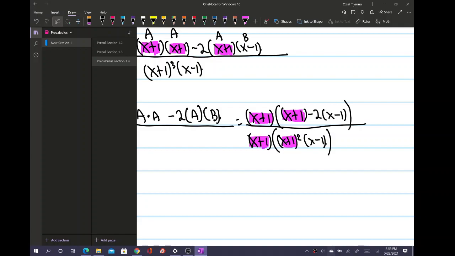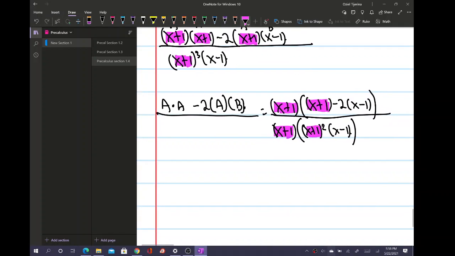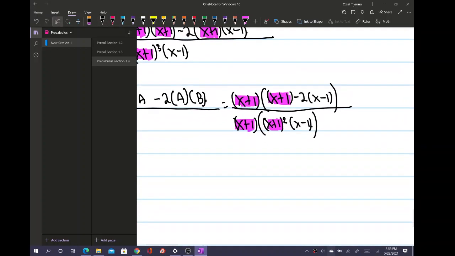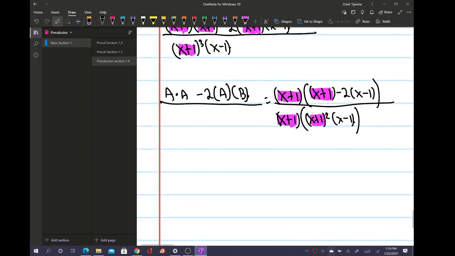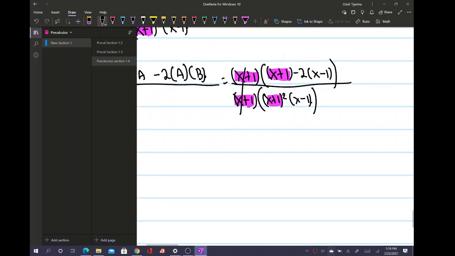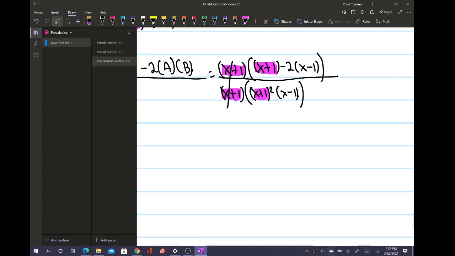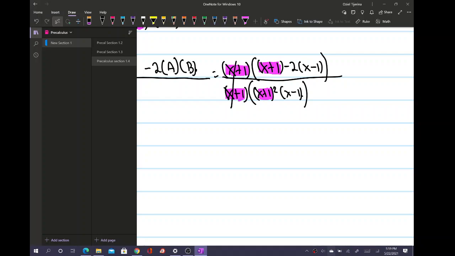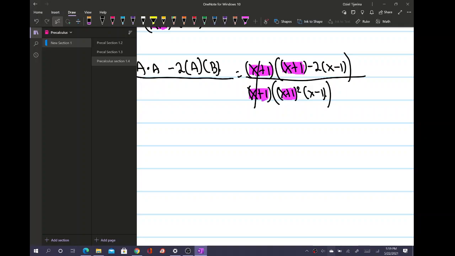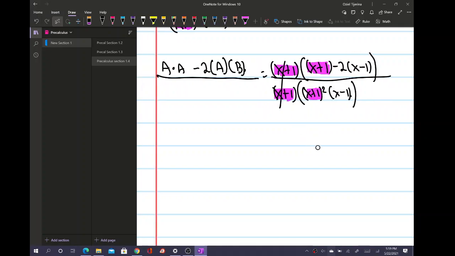Right? That's exactly what I'm doing. I'm just taking out the a term, like I did up here. And this cancels out, so then I can say there's not really anything left for me to factor out. So I can say that this is equal to x plus 1 minus 2 times x minus 1 over x plus 1 squared times x minus 1.